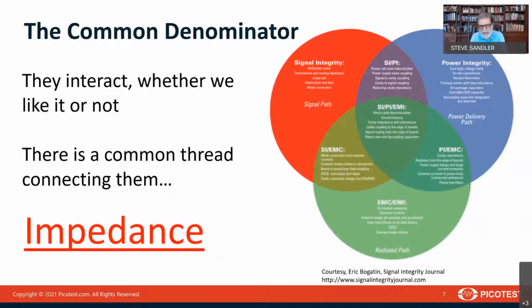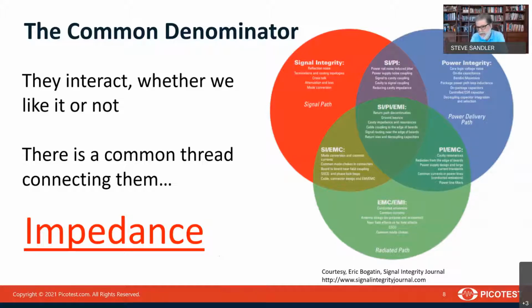Unfortunately, these really are not independent functions. They all interact with each other. And that's probably the source of most system issues today: we can make the perfect power supply, but its performance is going to change as soon as we attach it to a system. We remove our local sense, and we use remote sensing lines throughout the system, and those remote sense lines also impact the performance of the power supply. And so SI, PI, PE, and EMI all interact with each other.